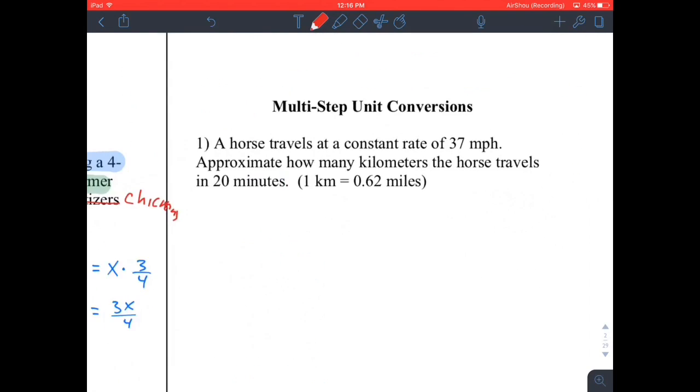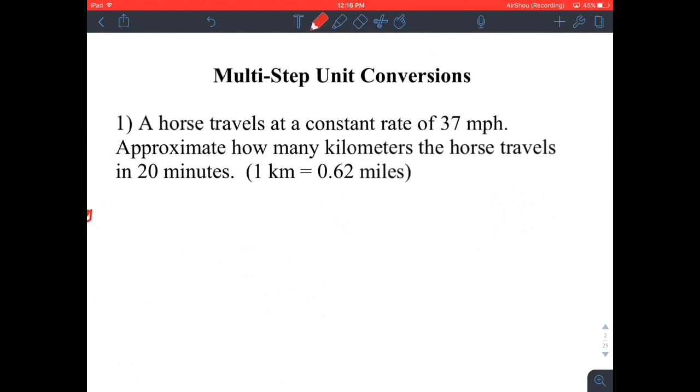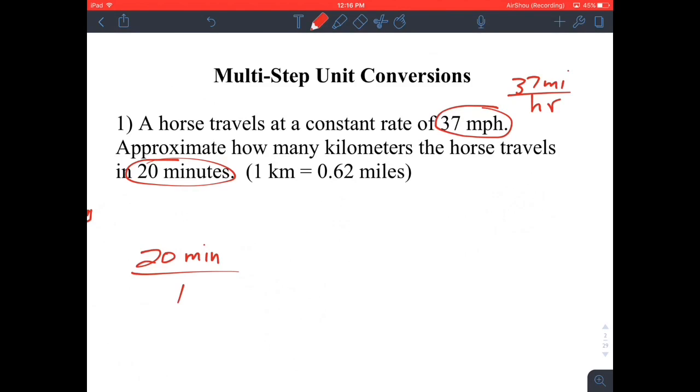Last one, multi-step unit conversion. This is all about multiplying by ones once again. A horse travels at a constant rate of 35 miles per hour. Approximate how many kilometers the horse travels in 20 minutes. So we are trying to convert 20 minutes to kilometers. Well, there's a couple things that we know. We know this rate, 37 miles per hour, which would be written like this. We know this rate, which is 1 kilometer is 0.62 miles.